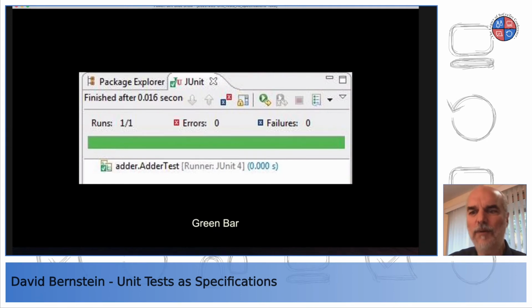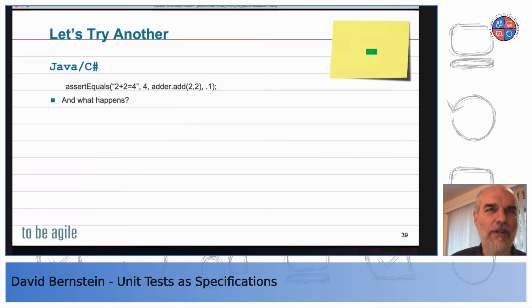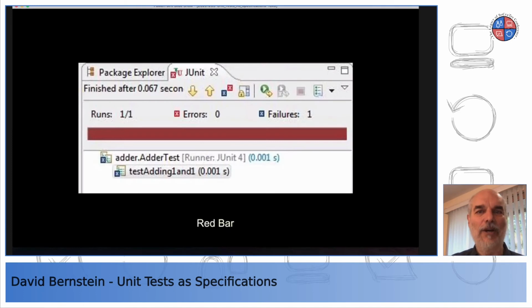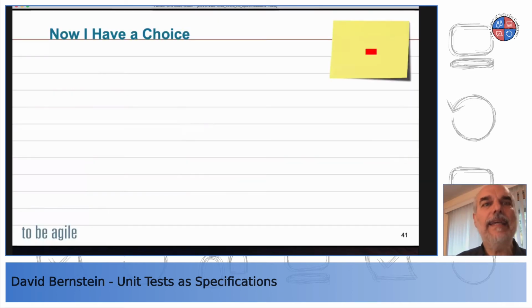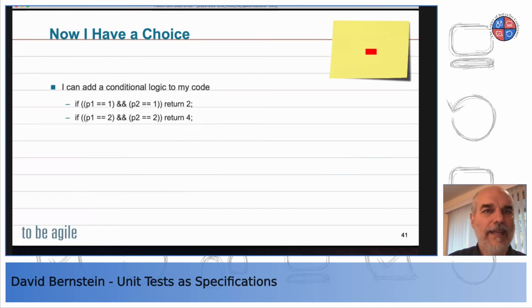So I probably want to come up with another use case or test case. And so I'm going to assert that when I pass in the numbers 2 and 2, I get back the number 4. And when I run my test, what happens? Once again, I get the red bar. Why? Because it always returns the number 2, and sometimes I want to return the number 4. Okay. So now I have a choice. I can either say, if parameter 1 is 1 and parameter 2 is 1, then return 2. If parameter 1 is 2 and parameter 2 is 2, then return 4.